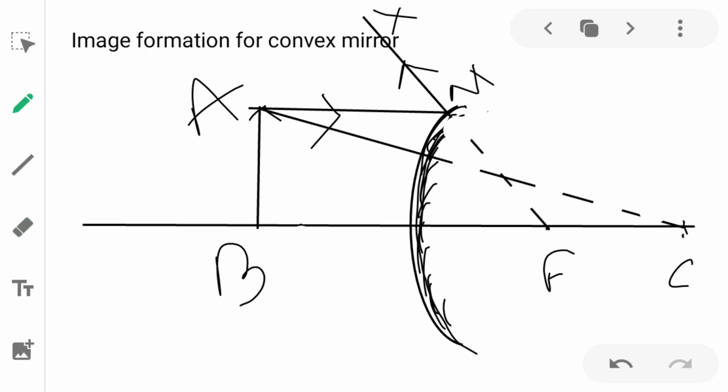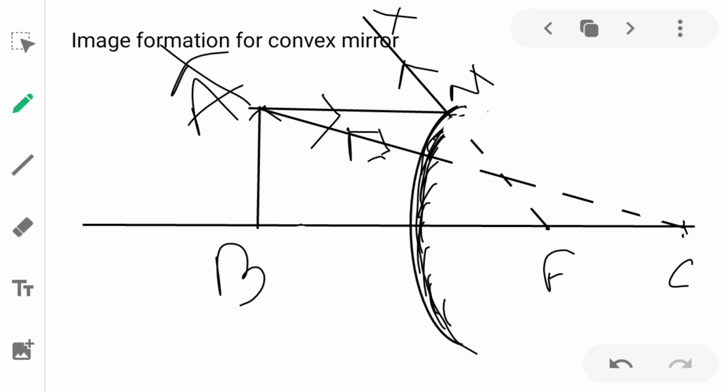So the second ray I can consider is the incident ray from point A incident on the convex mirror in the direction which joins the center of curvature. So the incident ray whose direction passes through the center of curvature retraces its path. So this is our incident ray, as well as the same will be our reflected ray.